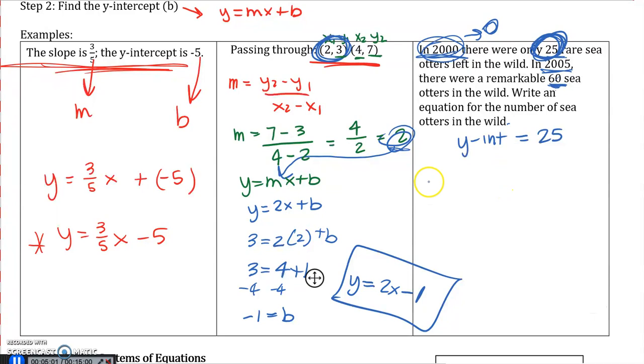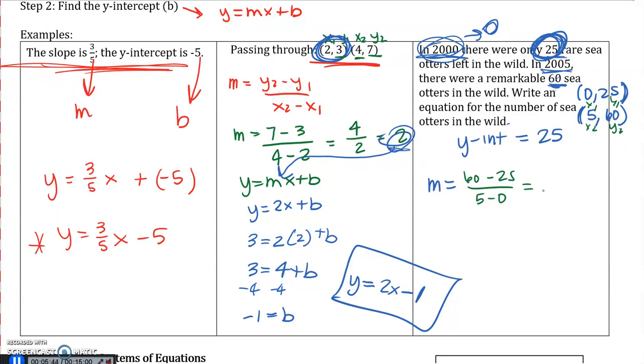So we still have to find our slope. But we have kind of 2 points. The first point is the point (0, 25), our y-intercept. The second point, in 2005, so 5 years after 2000, I had 60. There's my 2 points. And then I can do my y2 minus y1 over x2 minus x1. So 60 minus 25 over 5 minus 0. Let's see. 60 minus 25 is 35.